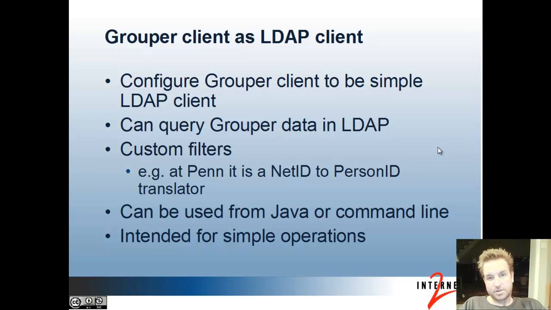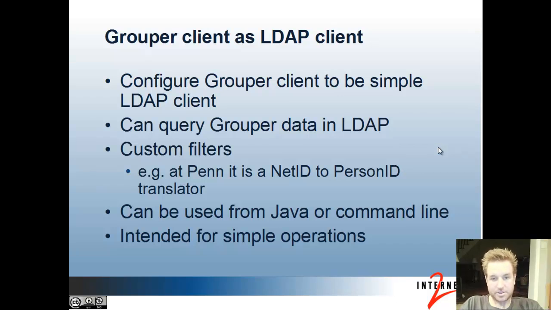The Grouper client can also be used as an LDAP client. You can do this for two reasons. One, you can query Grouper data in your LDAP, and two, you can do custom filters. So for instance, at Penn, we use the Grouper client as an implementation of our NetID to Person ID translator. So if you just need a simple command line way to convert someone's NetID to a Person ID, you can get credentials to contact the LDAP that does that and use the Grouper client to do that.